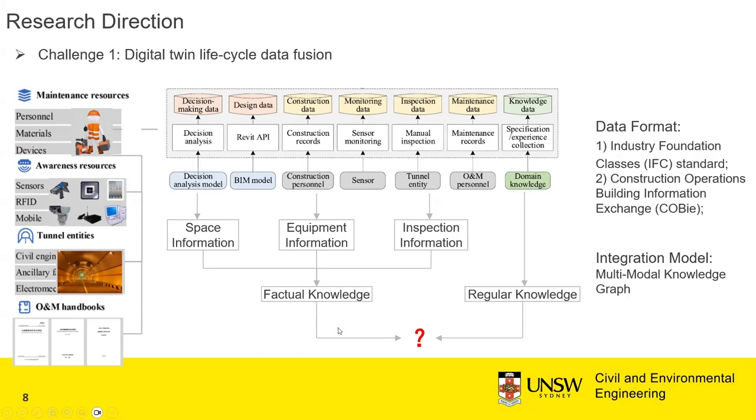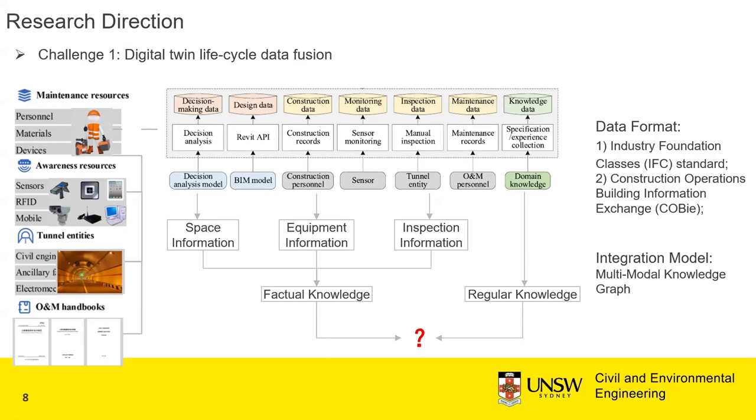The different kinds of data can be divided into two main parts. The first one is the factual knowledge. It represents the real status of the infrastructure. And the second part is the regular knowledge. It represents the ideal status of the infrastructure. What we are trying to do is to combine these different kinds of information together and figure out the maintenance strategy.